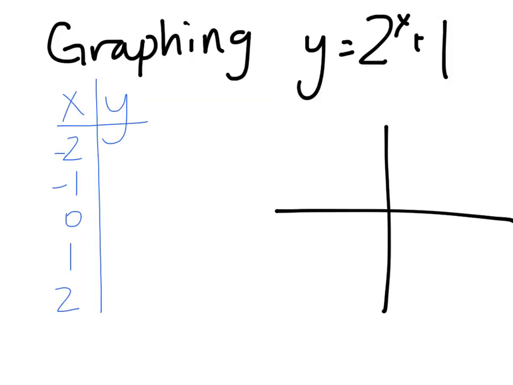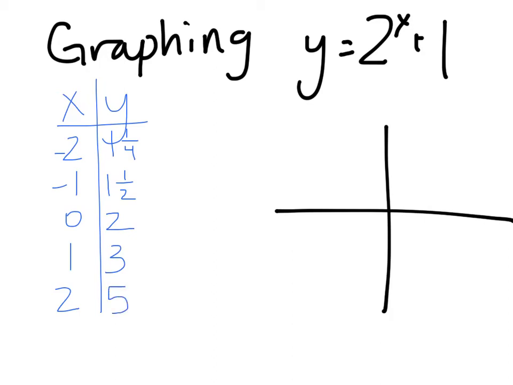All right, so if I was going to graph 2 to the x power plus 1: if x is negative 2, 2 to the negative second power is 1/4, plus 1 is 1 1/4. If x is negative 1, 2 to the negative first power is 1/2, plus 1 is 1 1/2. If x is 0, 2 to the 0 power, don't forget, is 1, plus 1 is 2. If x is 1, 2 to the first power is 2, plus 1 is 3. If x is 2, 2 to the second power is 4, plus 1 is 5.